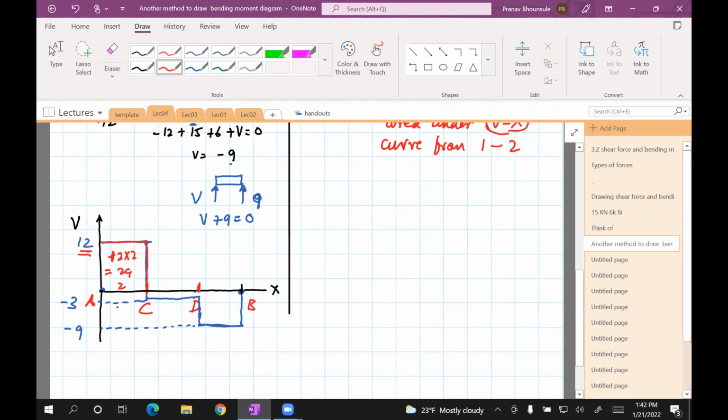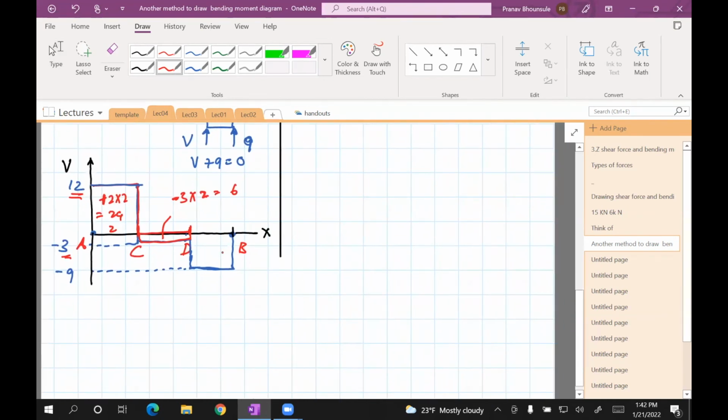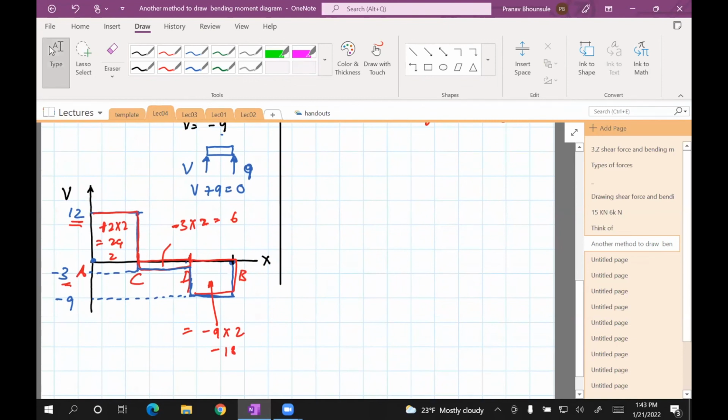Here we have minus 3 for the height of the rectangle, and we're looking at this rectangle, and the width is 2. So it's going to be minus 3 times 2, which is minus 6. And then for this last rectangle, it's minus 9 times the width, which is 2. So that's minus 18. So we have found the area for the different rectangles in the V(x) plot. Now let's draw the bending moment diagram.